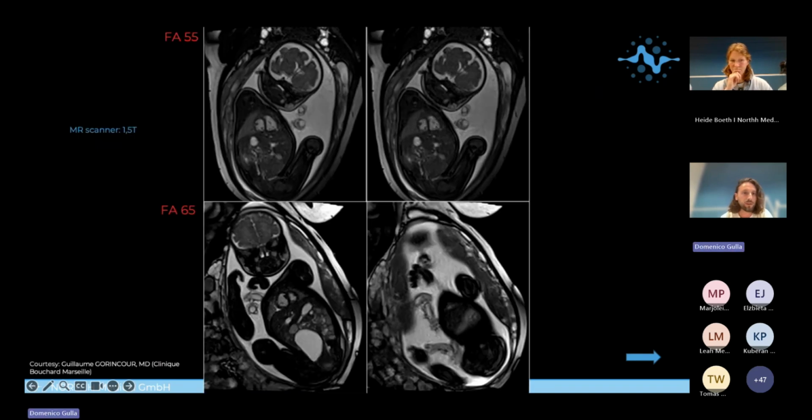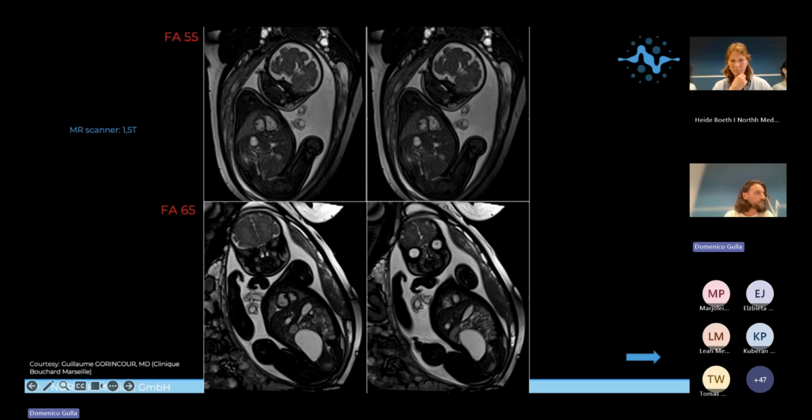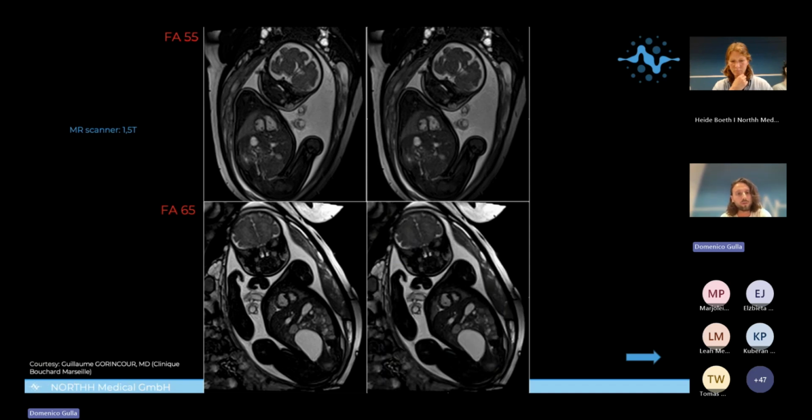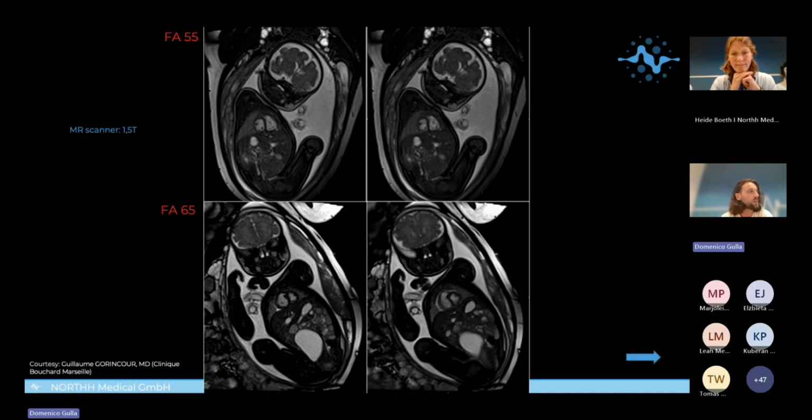Here is another case, for example, also at 1.5 Tesla. On the upper part we have a flip angle of 55 and a flip angle of 65, and on the left static images, and here the video, which I hope you can also see a bit. You can see how the images change in this case, and it's also more uniform, also the entire image around the body of the baby.